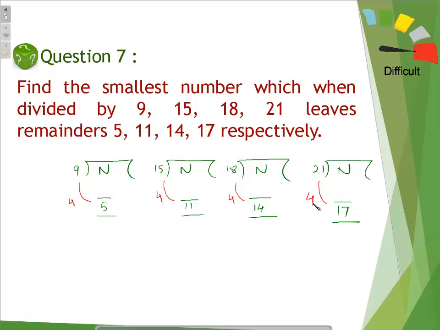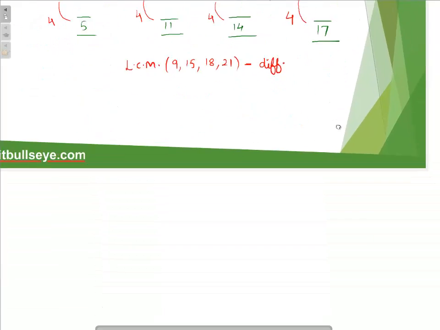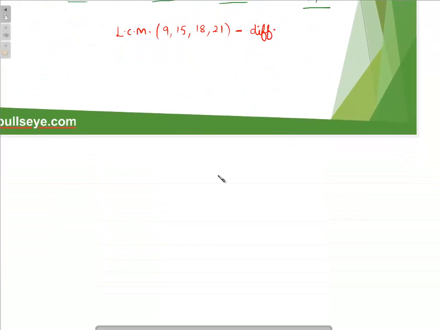Whenever you are getting this type of question where the difference between the divisor and the remainder is always the same, what is the formula to calculate the smallest such number? It will be the least common multiple of all the divisors minus the difference, which is 4 in this case. So first of all, we will find the least common multiple of 9, 15, 18 and 21.